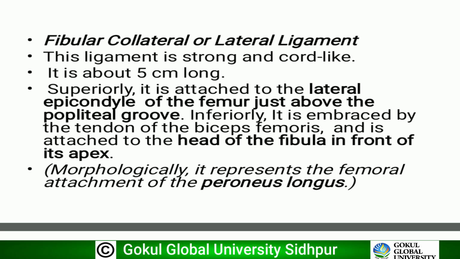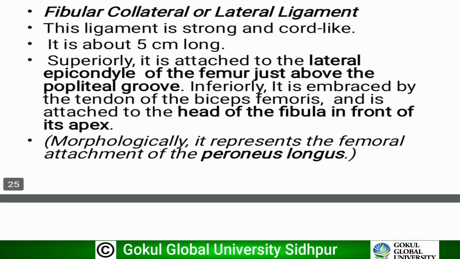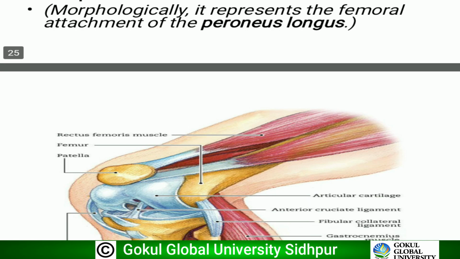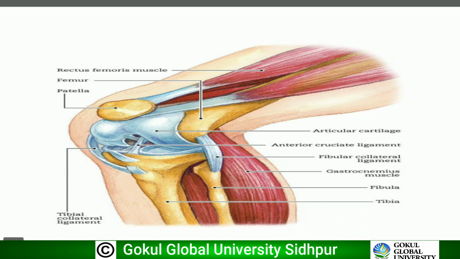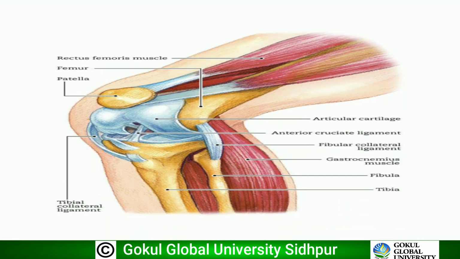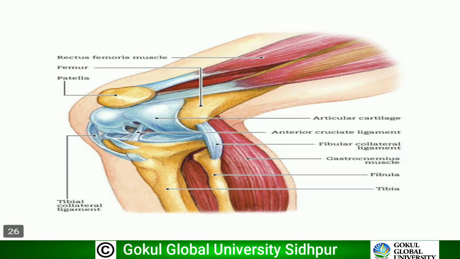Okay, now in this ligament, you have to remember the lateral epicondyle of the femur just above the popliteal groove and the head of the fibula in front of its apex. Okay, in this diagram you can see the FCL, lateral condyle of the femur just above the popliteal groove, attached to the head of the fibula in front of its apex. Okay.